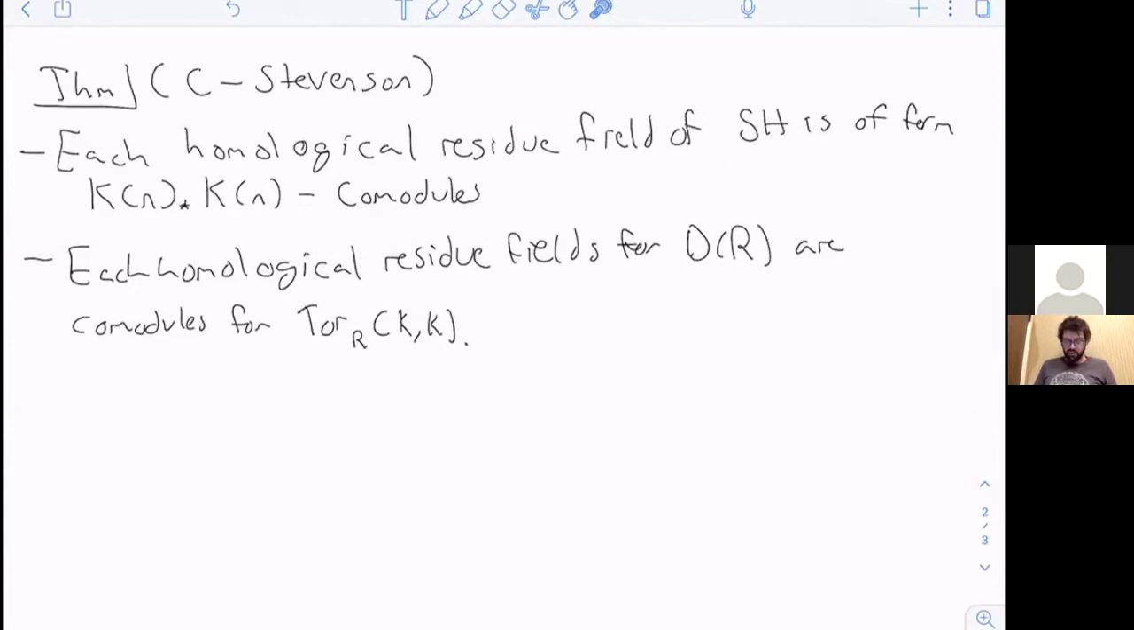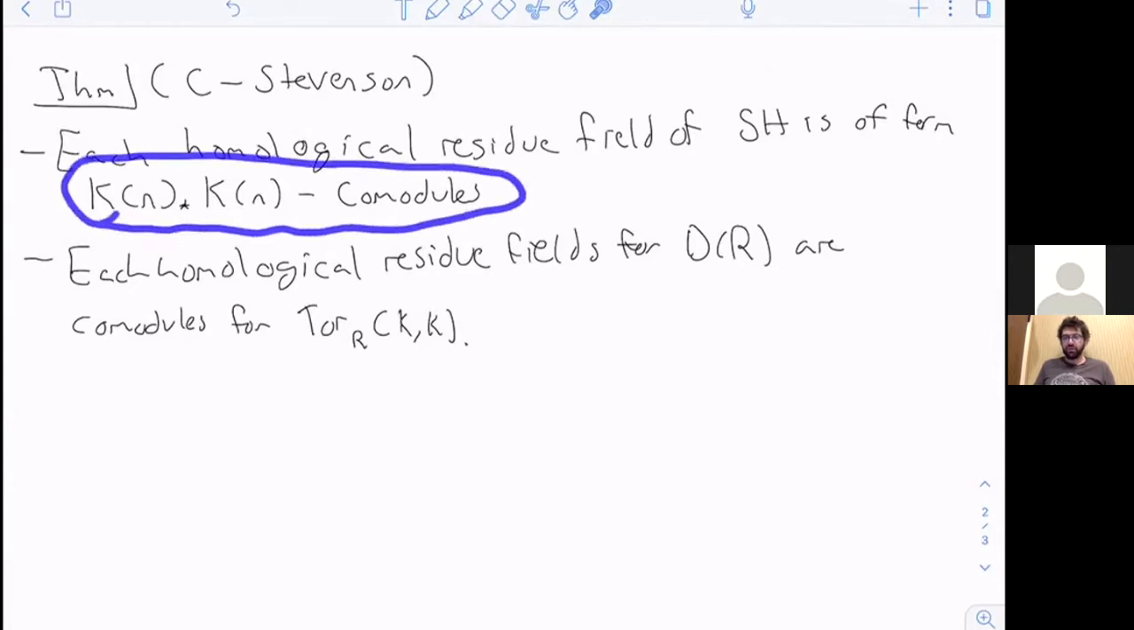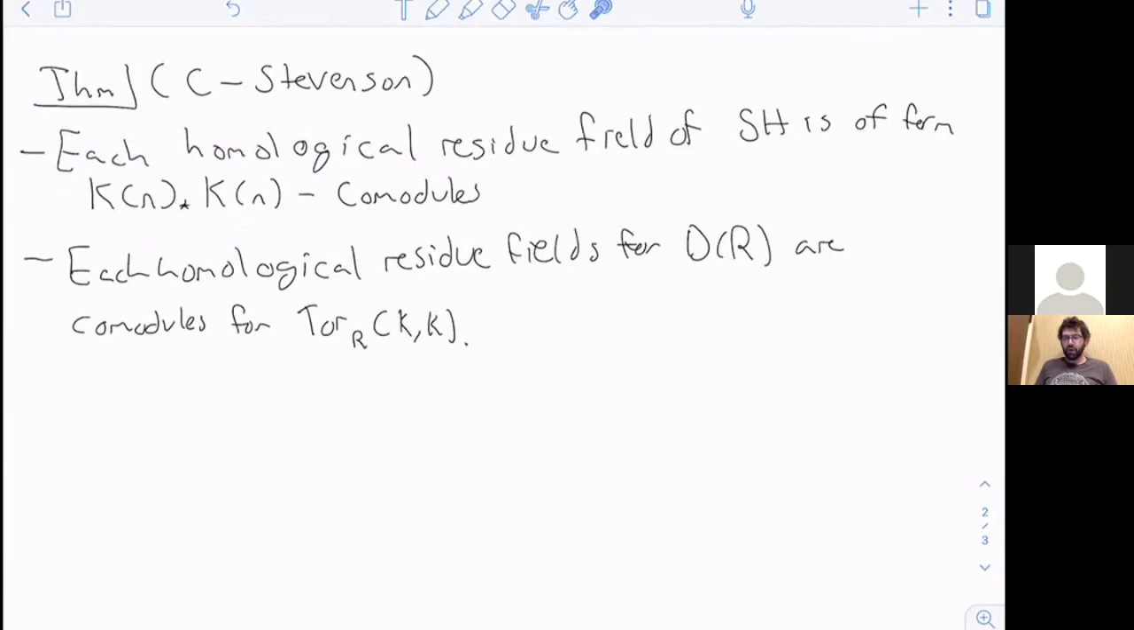There's a more general framework this fits in. In the case of the stable homotopy category, all of the homological residue fields you get are K_n star K_n comodules. So they're comodules for the coalgebra of cooperations on Morava K-theory. They're K_n modules with some extra structure. And similarly, each homological residue field for the derived category of a ring is related to the regular residue field for a ring. It's comodules for Tor over your ring of the residue field with itself.